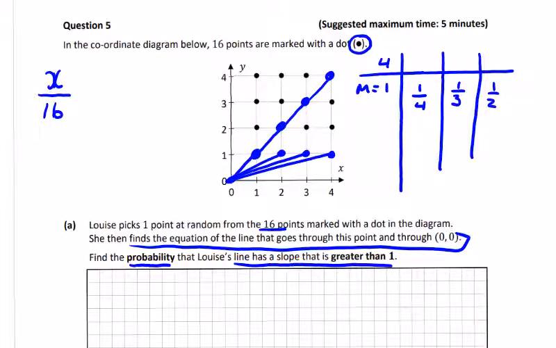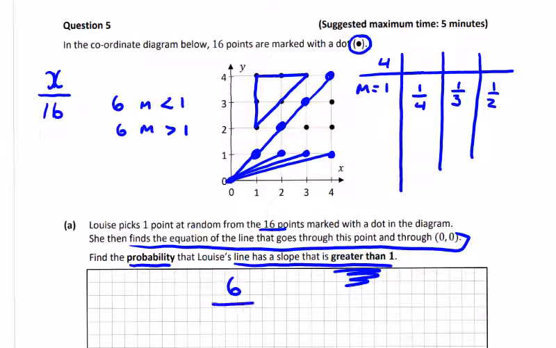There's 6 that have a slope that we can say are less than 1, which means on the left hand side of it there's 6. We can see the 6 dots here. These 6 dots all have a slope greater than 1, and that's what we're asked here, a slope greater than 1. There's 6 of them out of a total of 16.